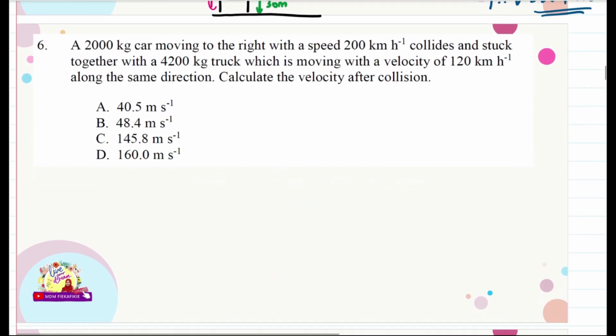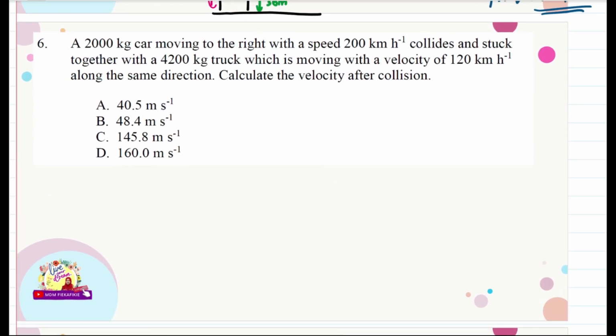Okay, so this is from chapter 3, I think. Okay, so let's read the question. So, we have 2000 kg car moving to the right with a speed of 200 km per hour, collides and stuck together with 4200 kg truck, which is moving with a velocity of 120 km per hour along the same direction. So, calculate the velocity after collision.